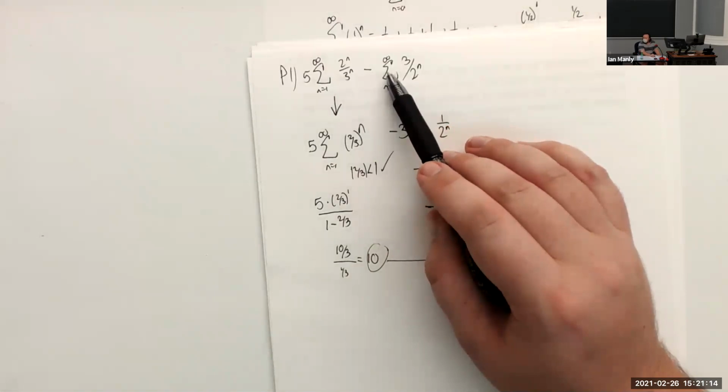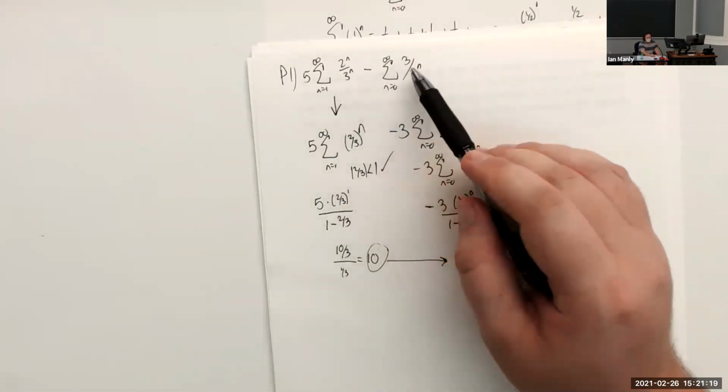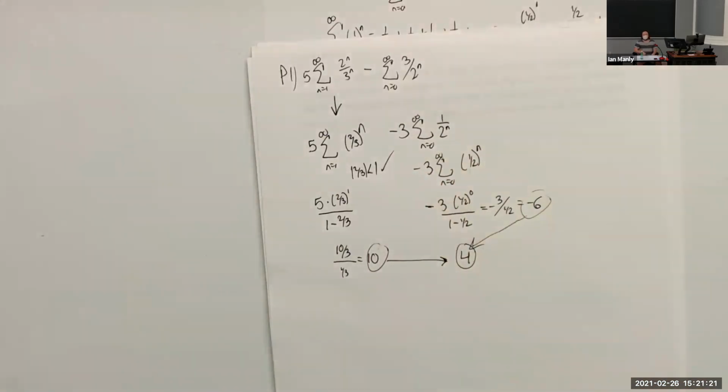One thing that will happen, let's say one of these diverged, but then the other didn't, what would happen? Well, then the whole thing would diverge. So if you want it to converge, you need both of the individual ones to converge as well.